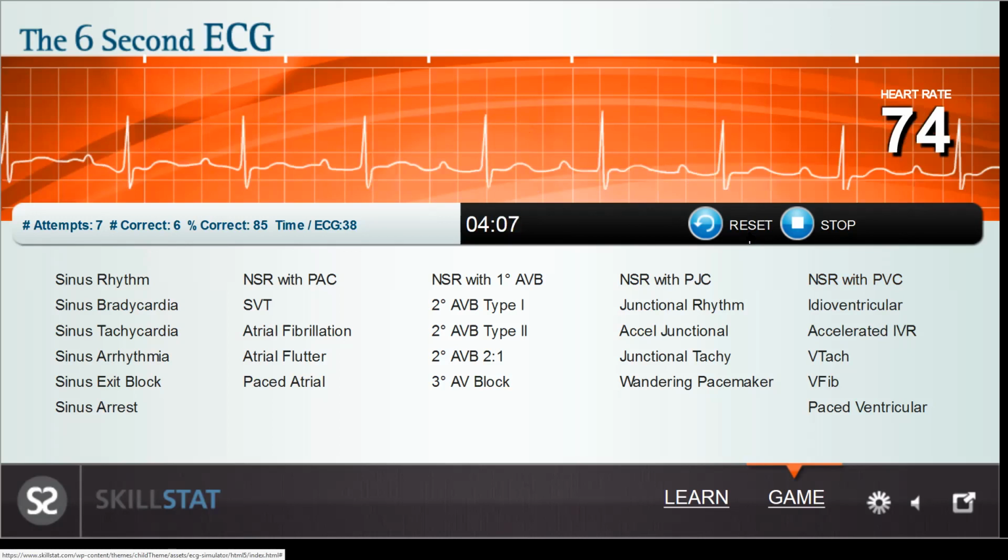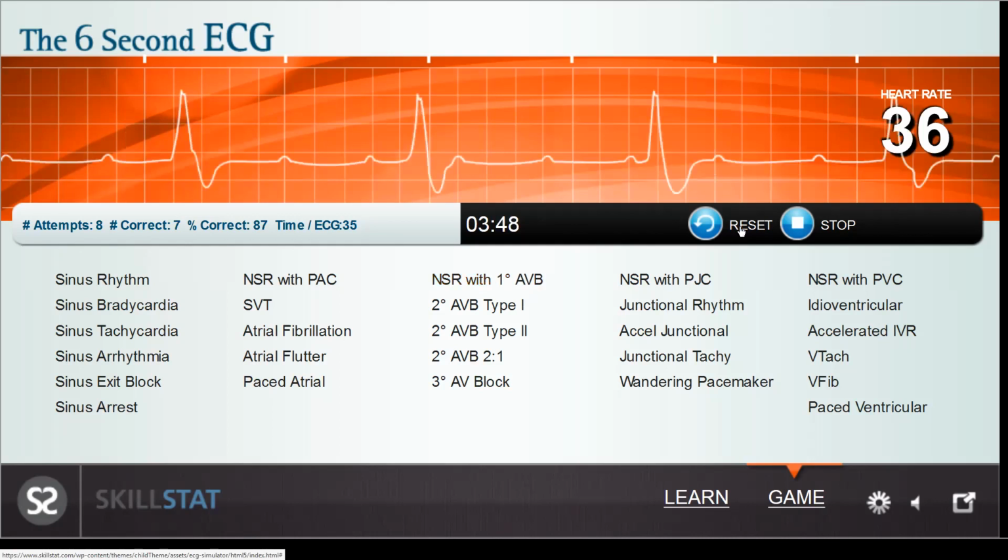This is first degree AV block, right? Everything is normal except the PR interval is prolonged. What drug can cause this? Digoxin. Another cause could be AV node ischemia. But basically, you're just going to watch them. There's no treatment necessary. So normal sinus rhythm with first degree AV block.